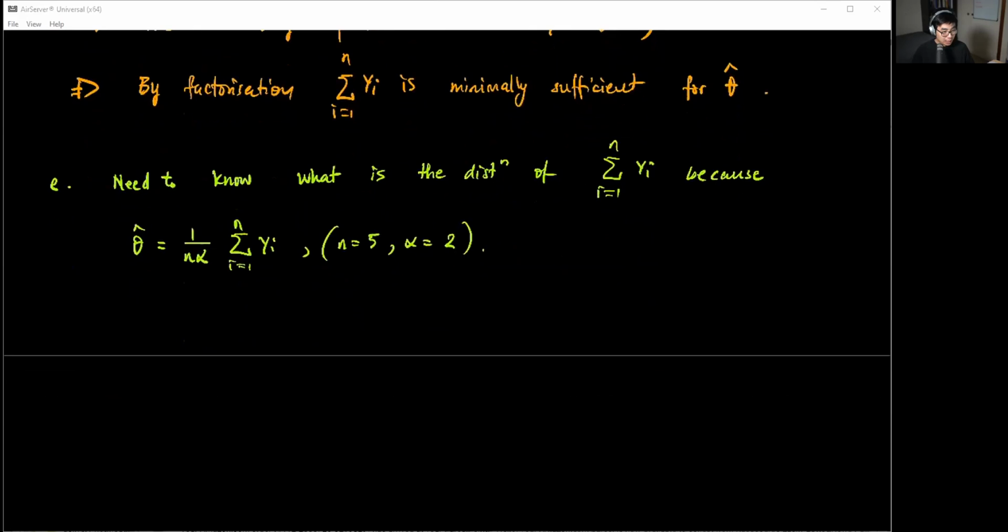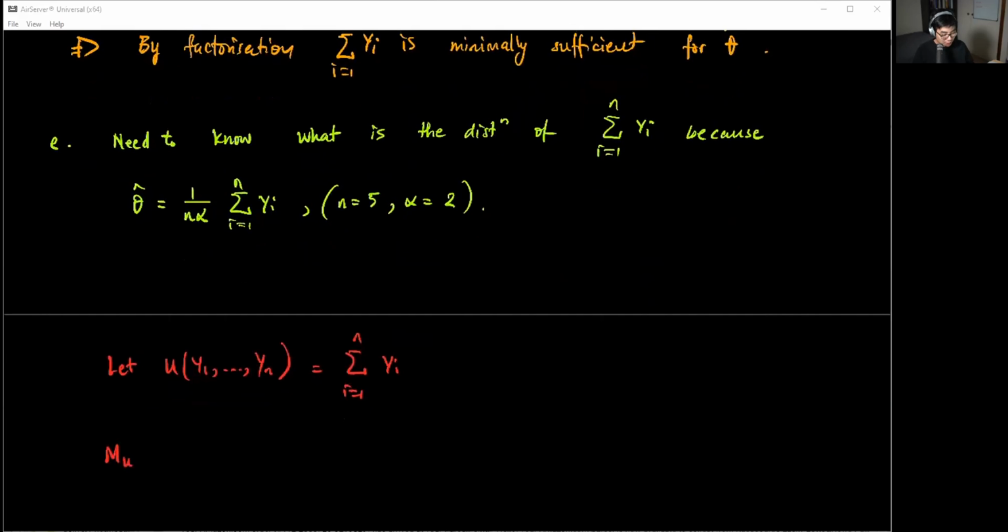Now, how would we do this? I'm going to say let u be the sum. So let u of y be the sum of y. Now, what we're interested in doing is finding the moment generating function of u, which is the expectation of e to the t times u.